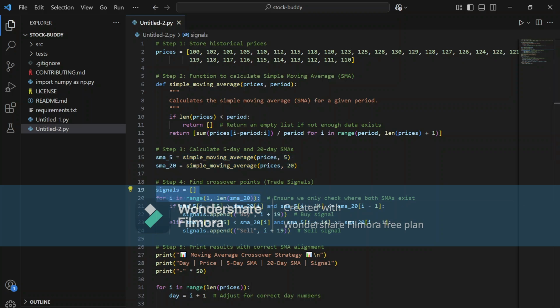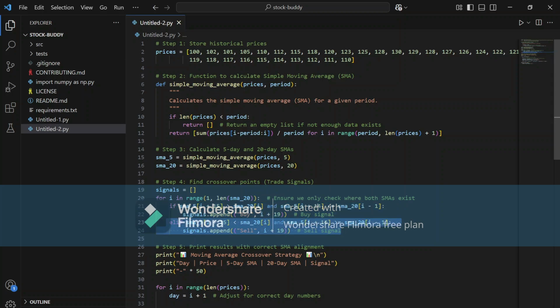So this is creating an empty list, signals, to store buy and sell signals. We loop through each day to compare the moving averages. This is going to be our buy signal. So if the 5 day SMA crosses the 20-day SMA, it's time to buy. We add buy and the day number to our signals list.